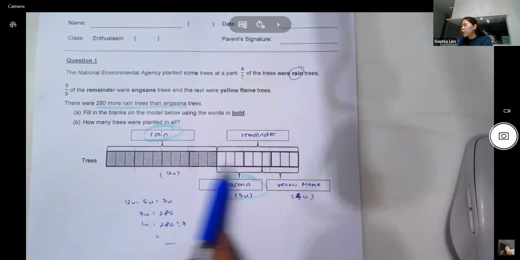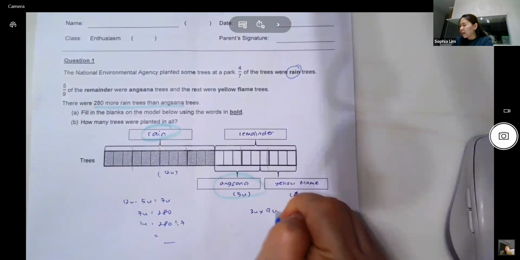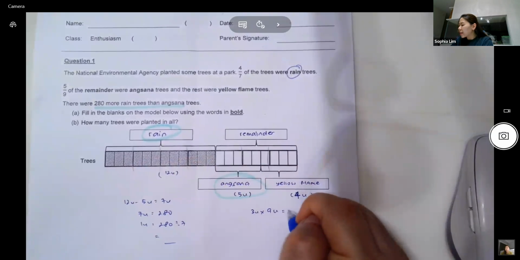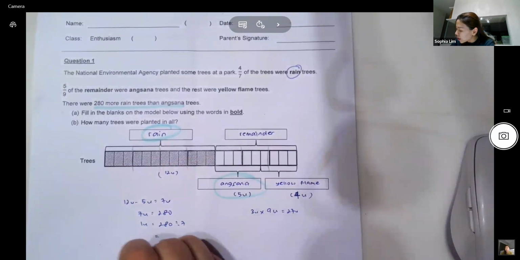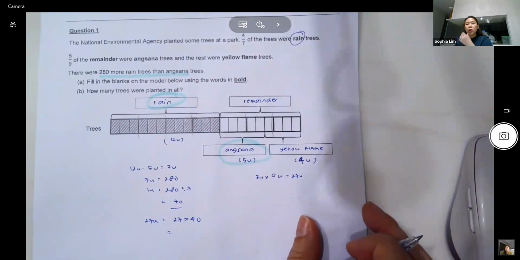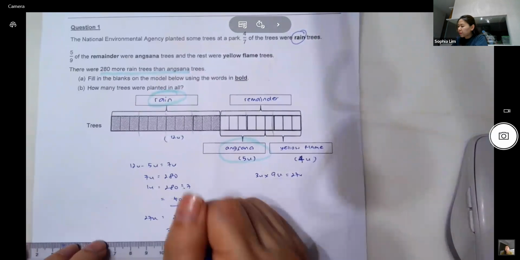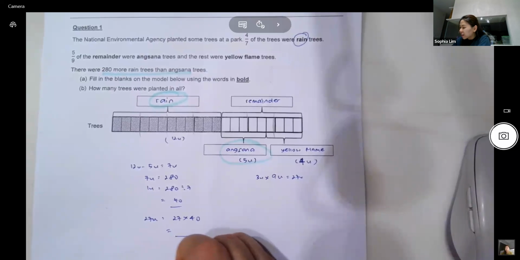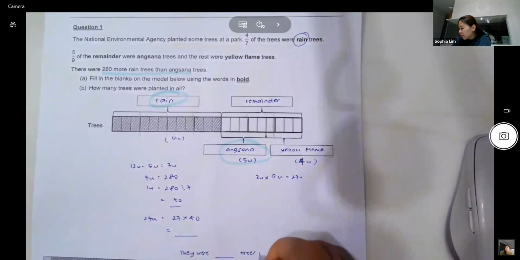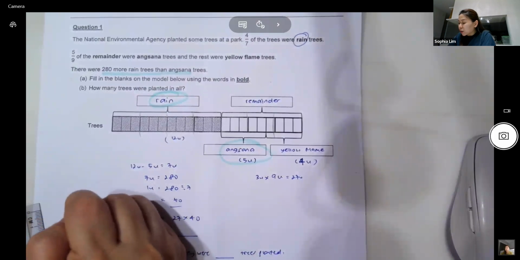Now they ask, how many trees were planted in all? You count. 3 times 9, which is 27. So there are 27 units. Go and find out what is the 27 units times 40. Then you will get the final answer. There were how many trees planted? Okay, you can do your working at the side as well.